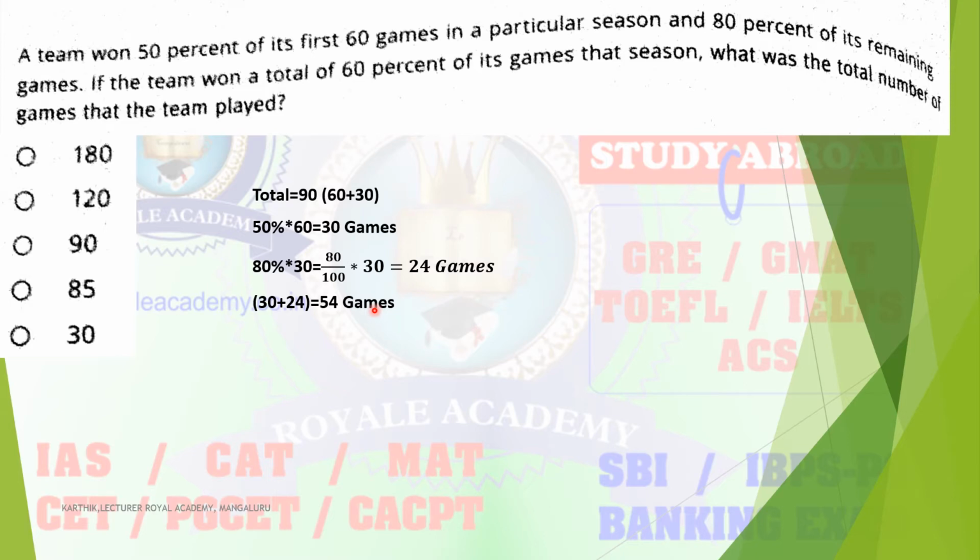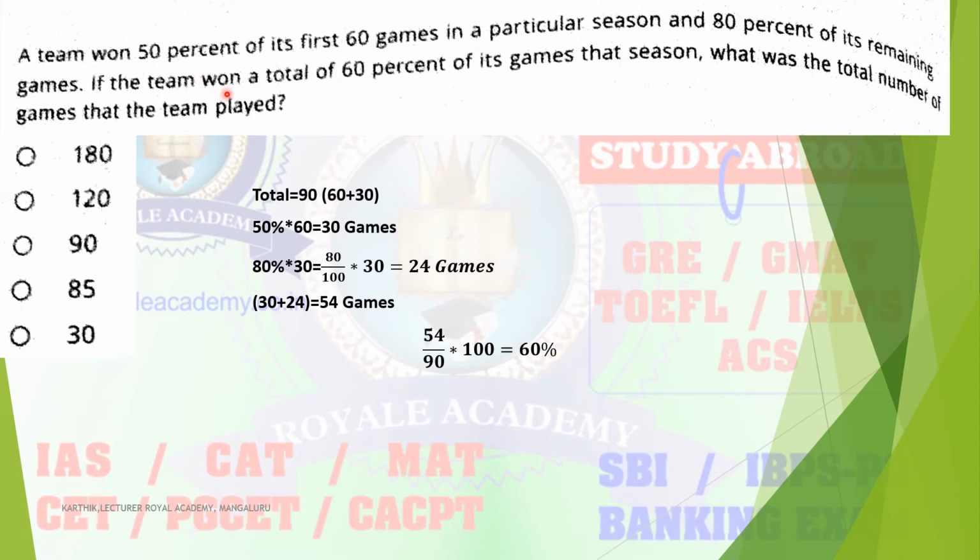Out of how much? 90. Total he won how much? 54 games out of 90 games. Out of 90, 54 games wins. So 54 divided by 90 into 100. Convert this into percentage, you will get 60%.